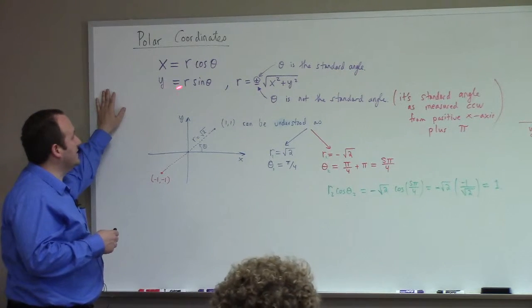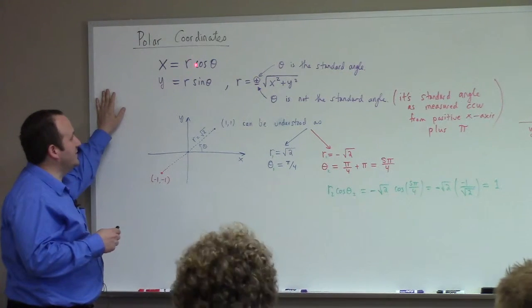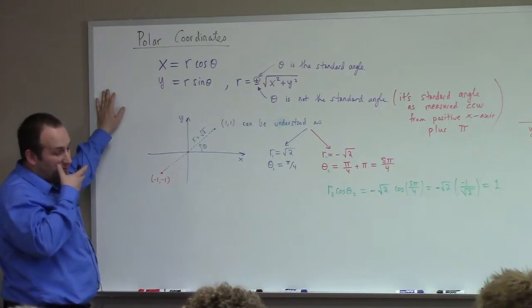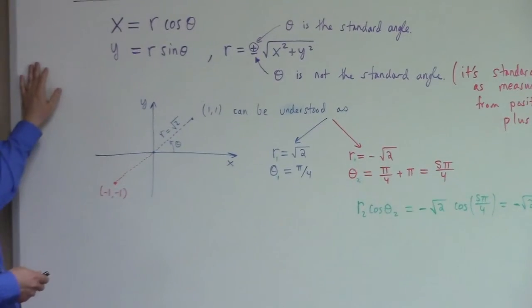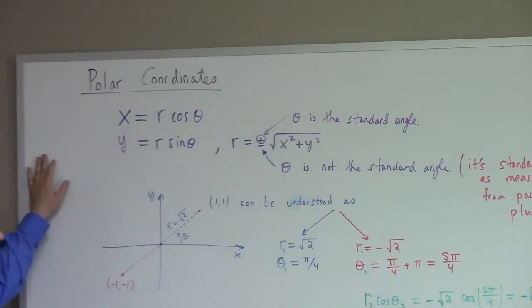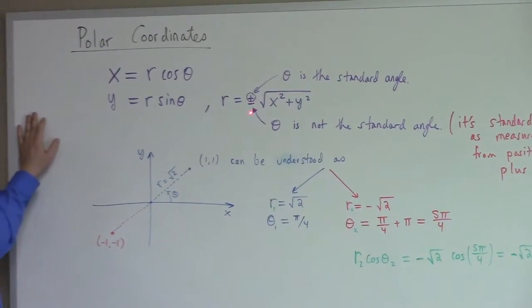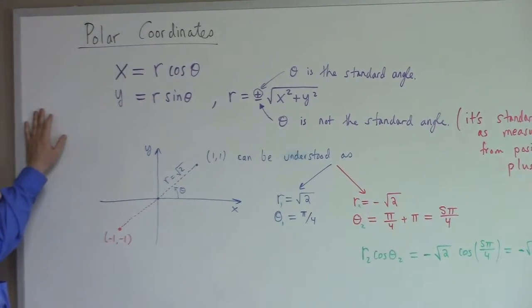So polar coordinates. I told you last time that I was going to think of r as positive, right? But I also warned you that we weren't going to stick with that long term. So we need to talk about the possibility that r could be negative and how that works. That's the first order of business here.